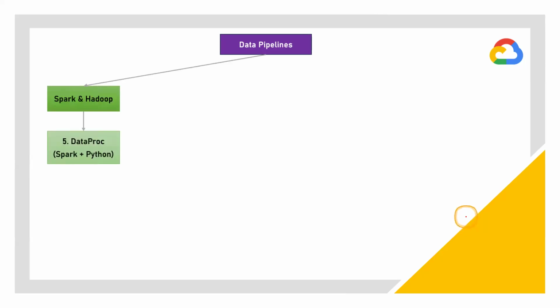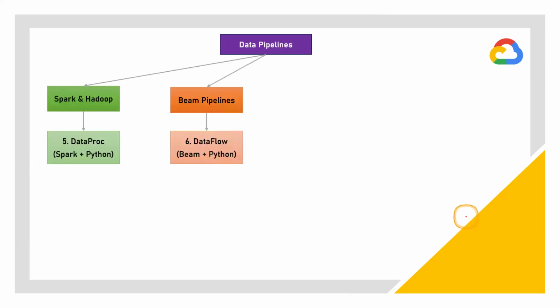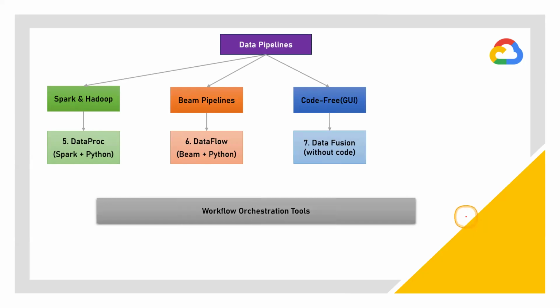And after that, data pipelines. For Spark and Hadoop pipelines, you are using Dataproc. For Beam pipelines, we are using Dataflow. For cloud and code-free, nothing but the user interface pipelines, we are using Data Fusion. And for workflow orchestration, Airflow.